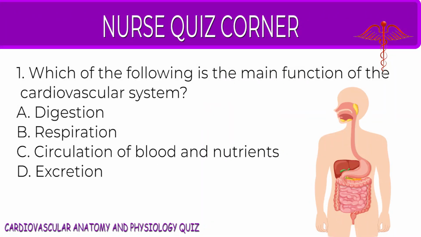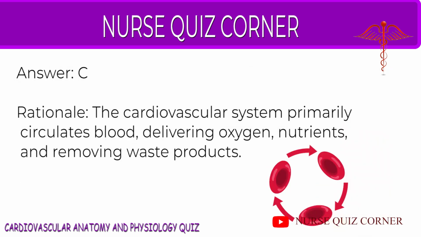1. Which of the following is the main function of the cardiovascular system? A. Digestion. B. Respiration. C. Circulation of blood and nutrients. D. Excretion. Answer C. Rationale. The cardiovascular system primarily circulates blood, delivering oxygen, nutrients, and removing waste products.